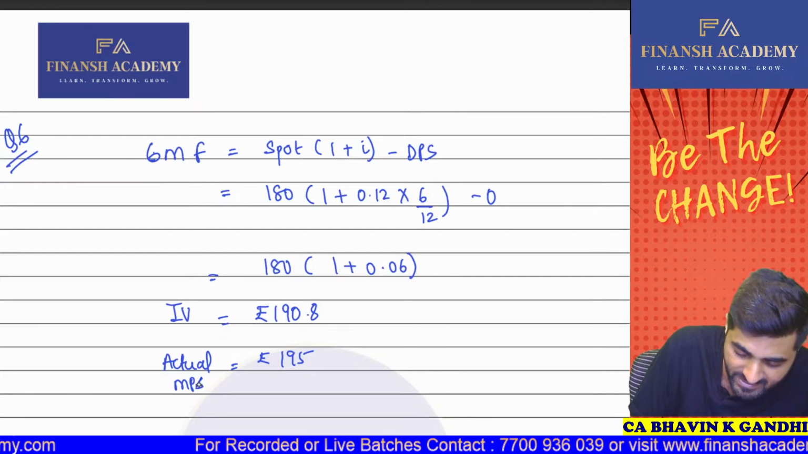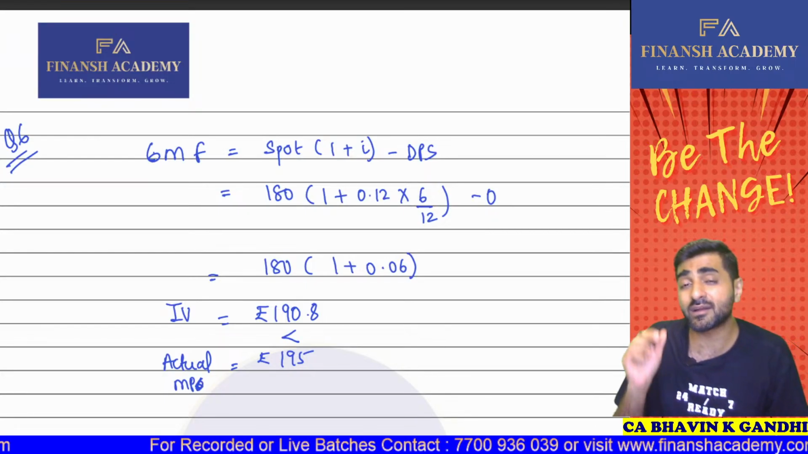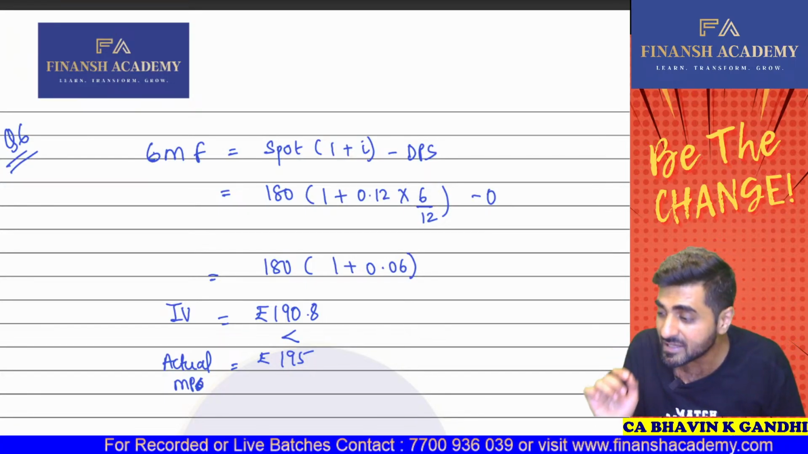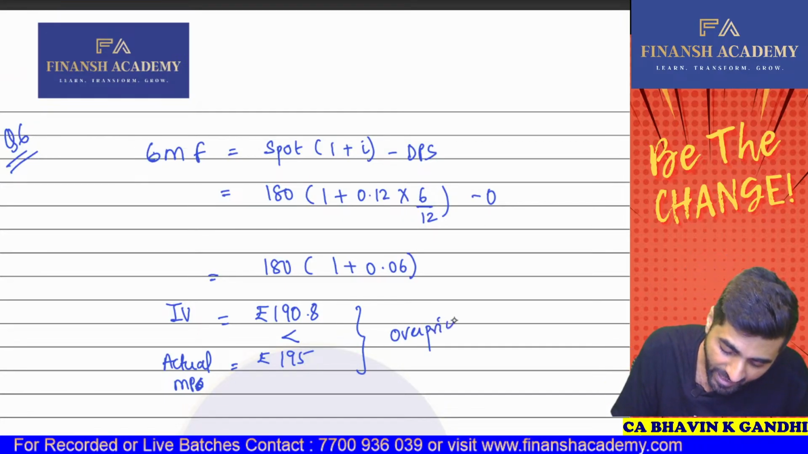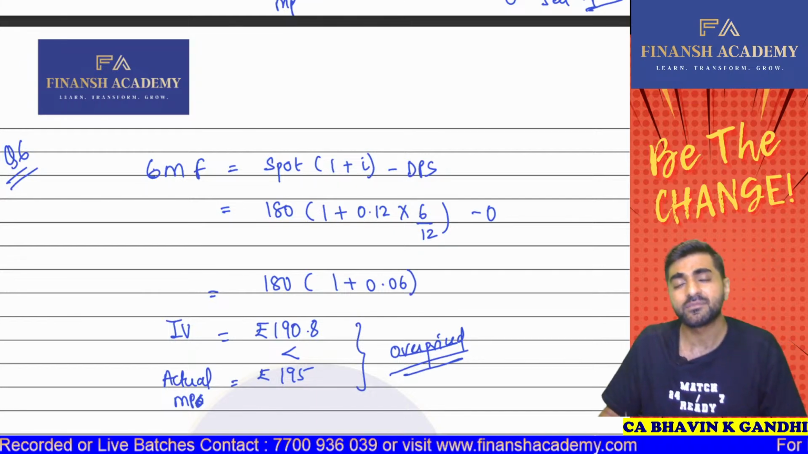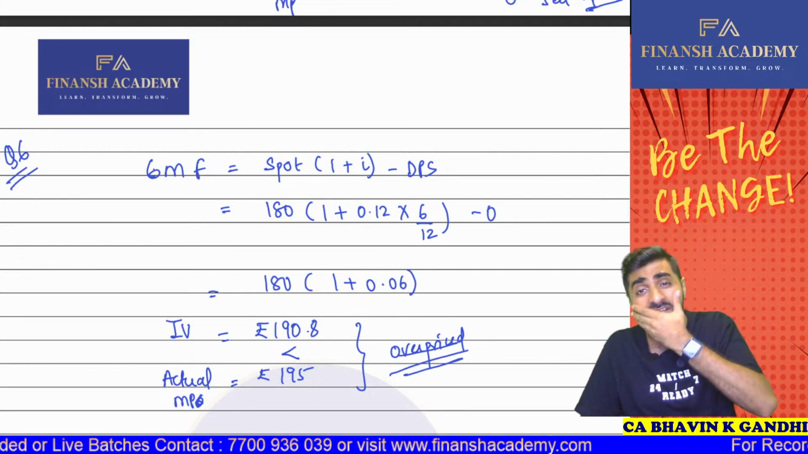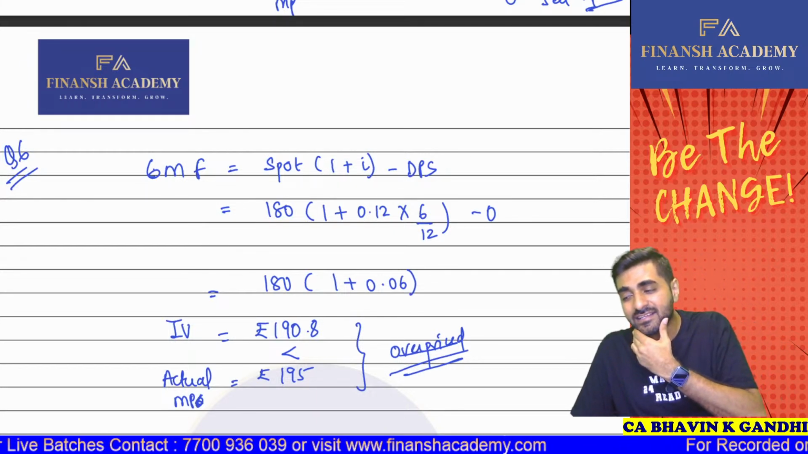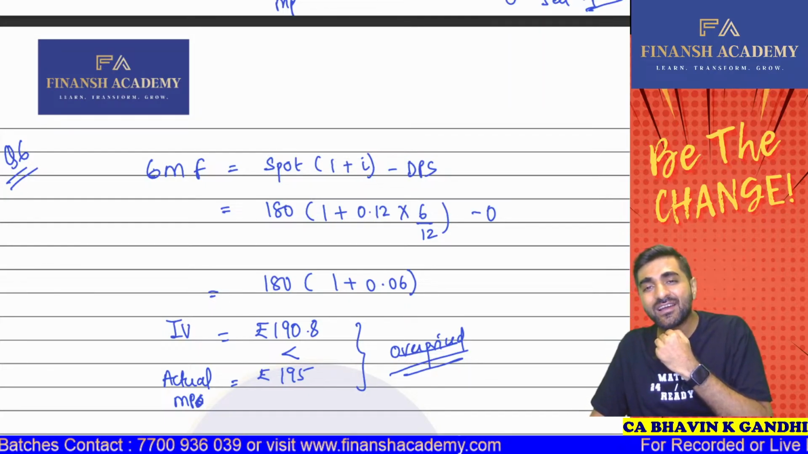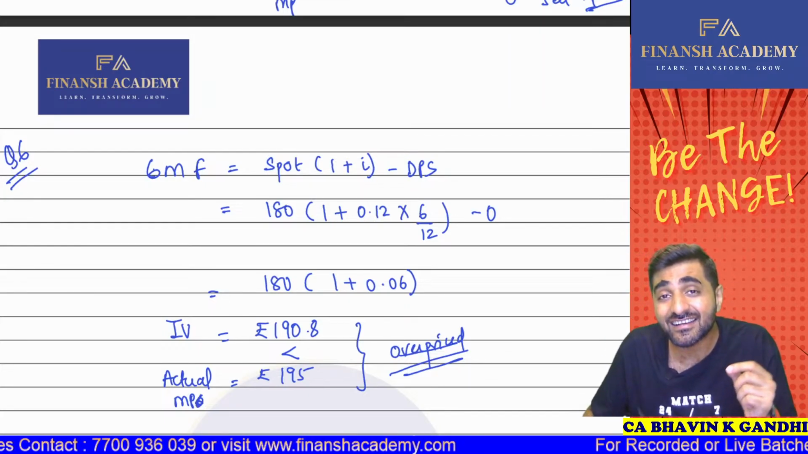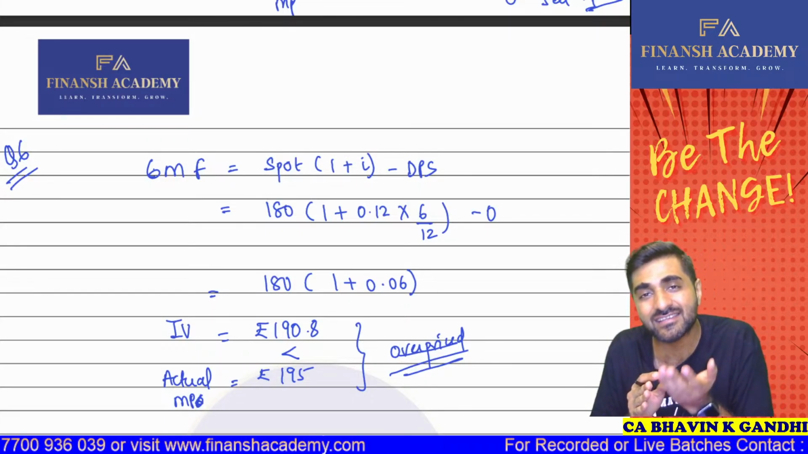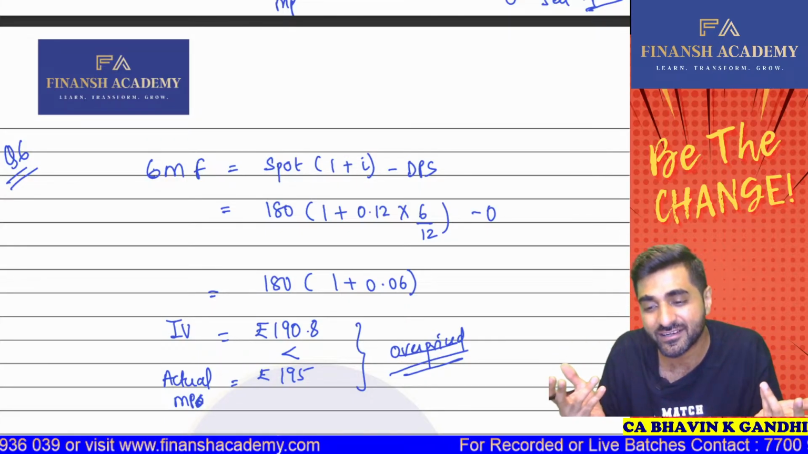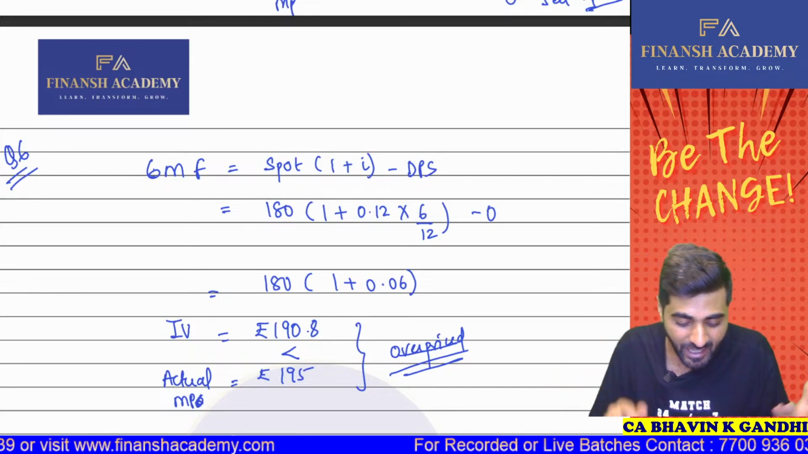Now you can say that the actual market price is greater, which ideally means what? That the futures are overpriced. And if the futures are overpriced, what do we need to do? Can I say we need to undertake a sell position in the future contract, and then what we will do next, we'll have a buy position in the spot. So this is how we'll be earning arbitrage profits.